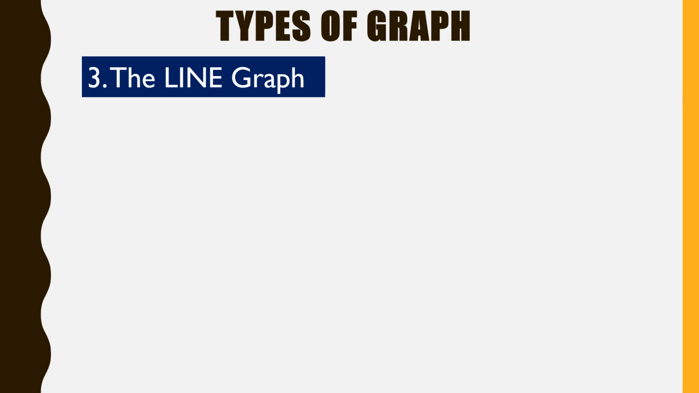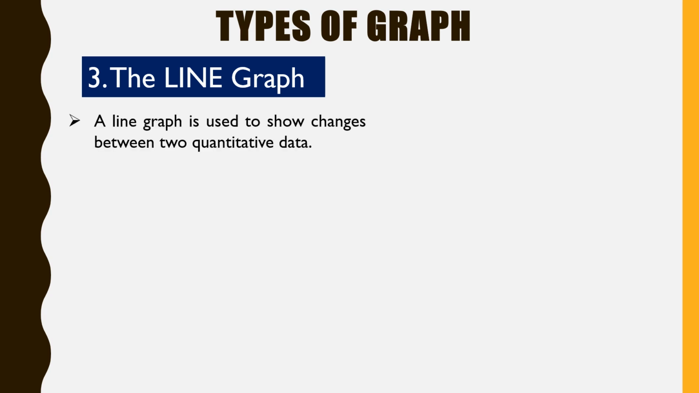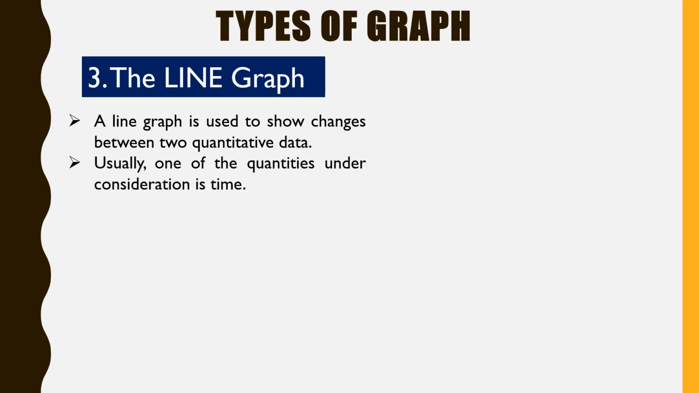The third type of graph is the line graph. A line graph is used to show changes between two quantitative data. Usually, one of the quantities under consideration is time. Once again, usually we use a line graph to show changes over time.